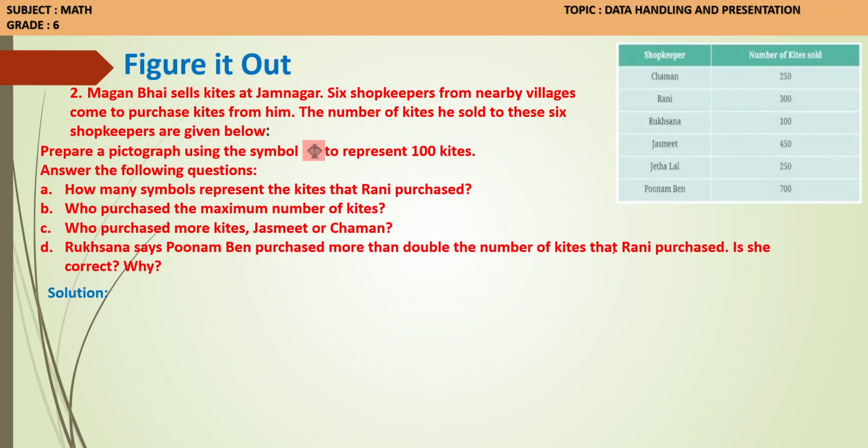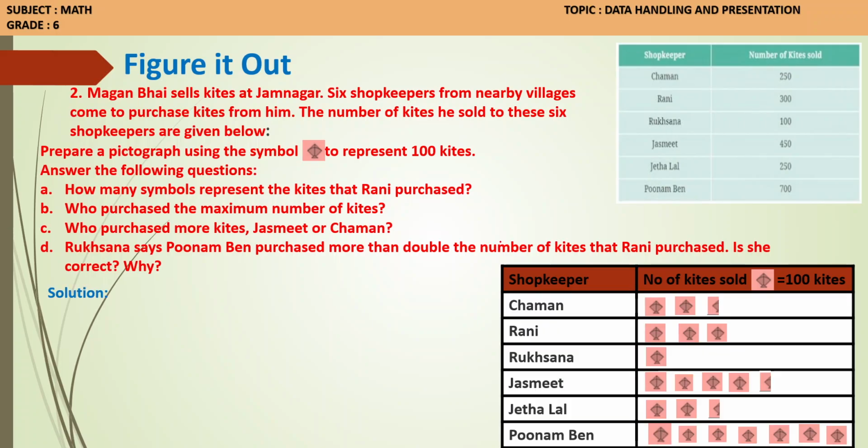Let us answer here. This is how we are going to represent the pictorial graph, because here each kite represents 100 kites. So how will we represent 250? We can represent 250 as 100 plus 100 plus half of 100, nothing but 50. So these icons indicate 250 for Chaman. Next, Rani 300 means 3 kites.